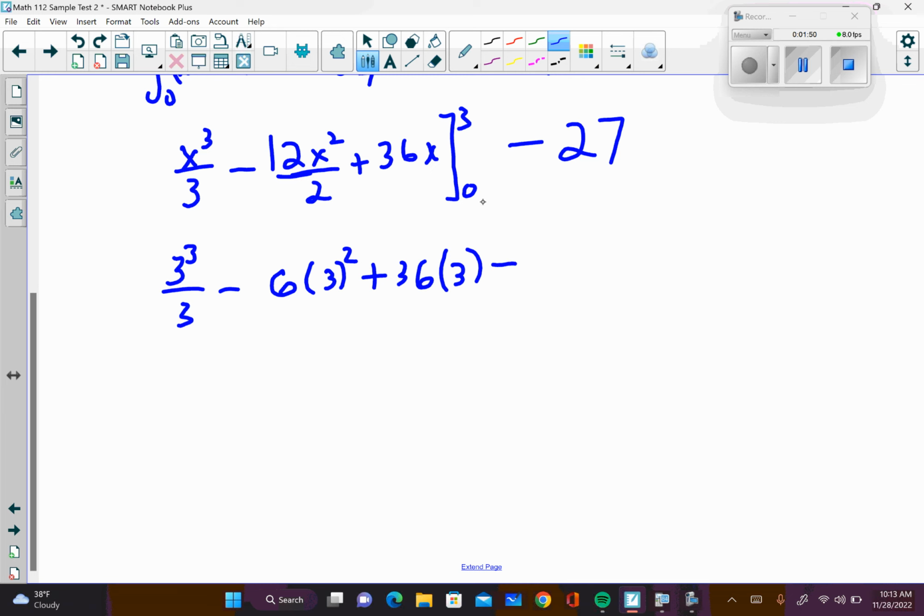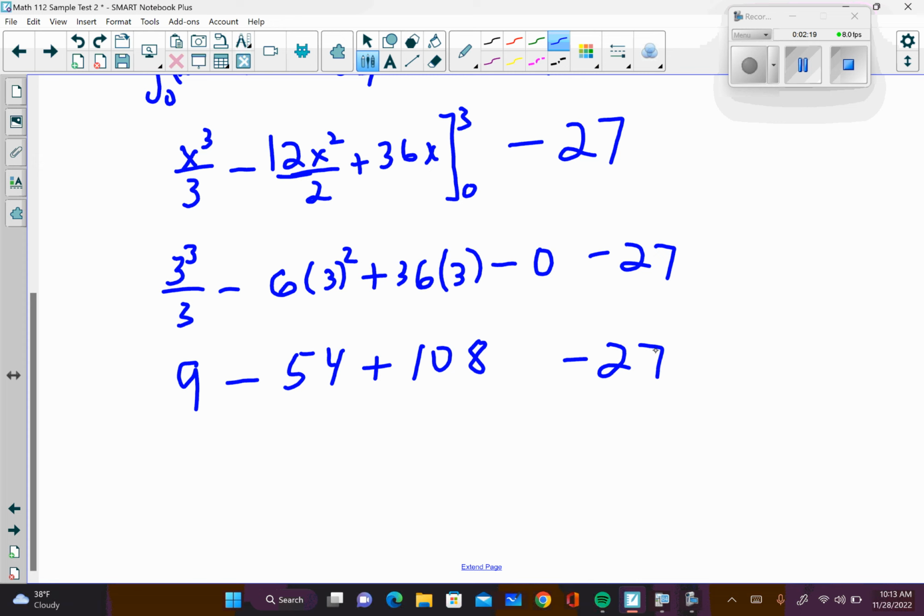And then minus, when x is 0, every term is 0: 0 minus 0 plus 0. But we still have the minus 27. 3 to the third is 27, and 27 divided by 3 is 9. 3 squared is 9. 9 times 6 is 54. Plus 36 times 3, that's 108. So on my calculator, I'm calculating 9 minus 54 plus 108 minus 27, and I got $36.